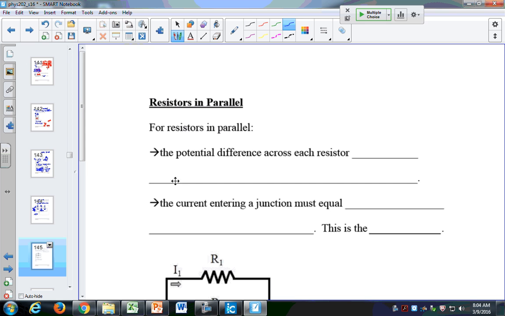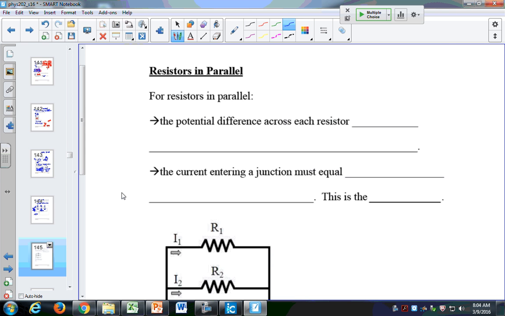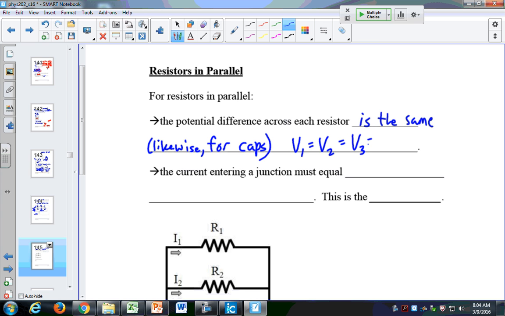All right, let's look at resistors in parallel. This is probably the easier of the two, because for resistors in parallel, the potential difference across each resistor is the same. This is likewise for capacitors. Remember, we have the same rule: V1 is equal to V2 is equal to V3, for however many resistors I have.